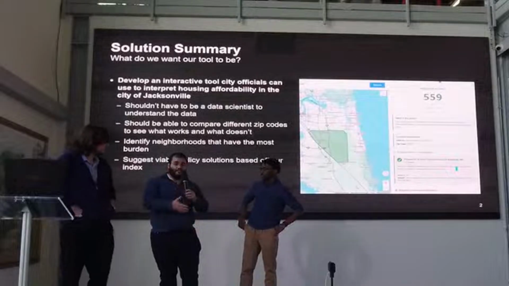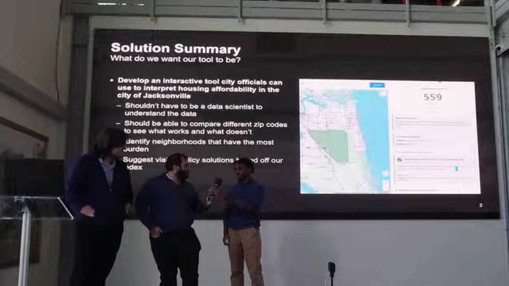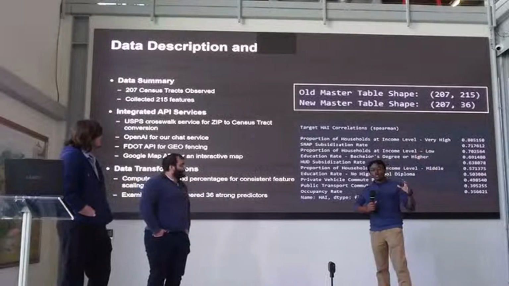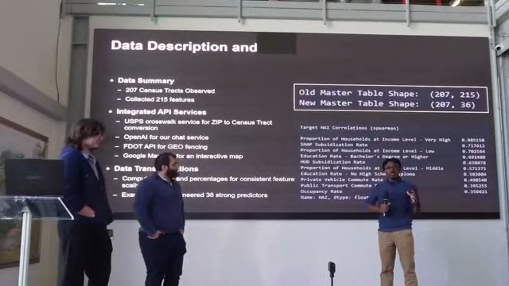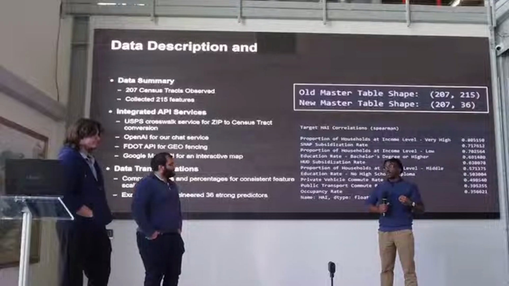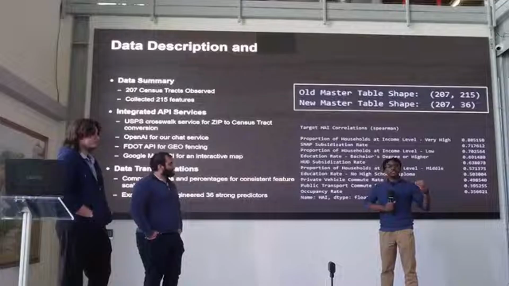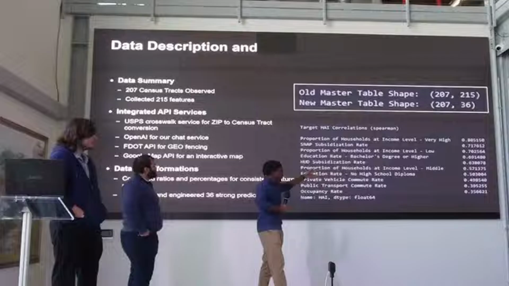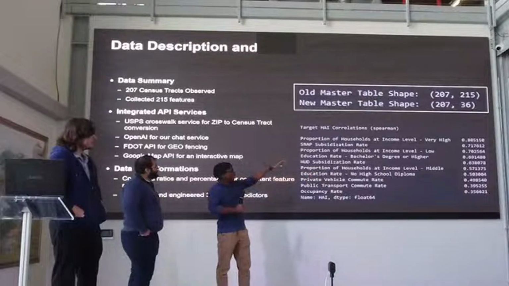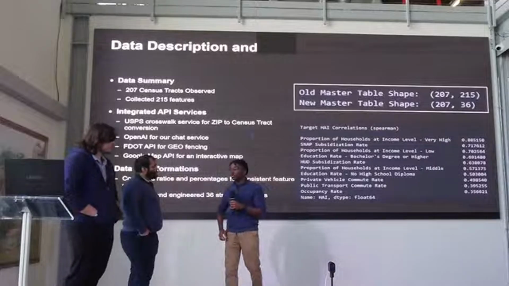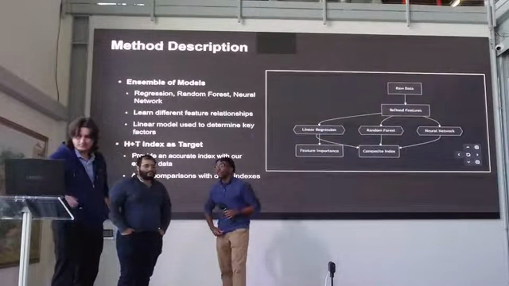Yeah, I'm going to pass it off to Marion so he can explain how we did that. The city of Jacksonville, we started to focus on Jacksonville, so we want to have an index designed for the city council. If you look here, you see we have very strong correlations with our target variable, which I'll get to on the next slide.